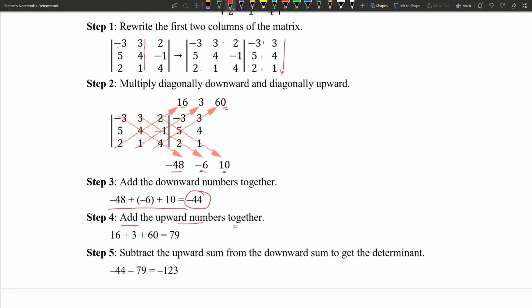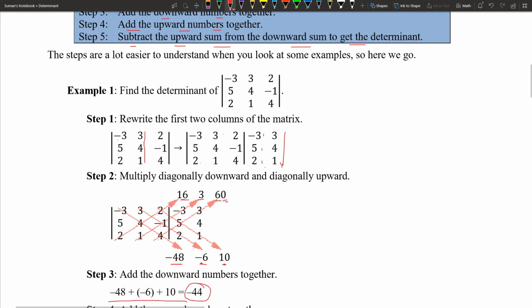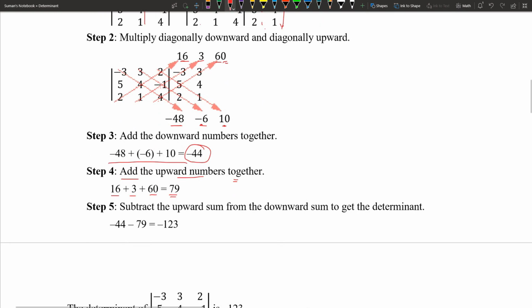So that is 16 plus 3 plus 60, which is equal to 79. So the final step: subtract the upward sum from the downward sum to get the determinant.